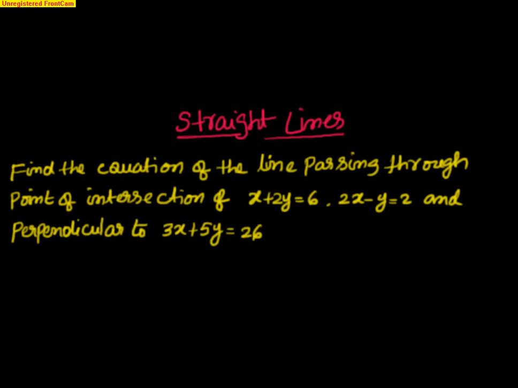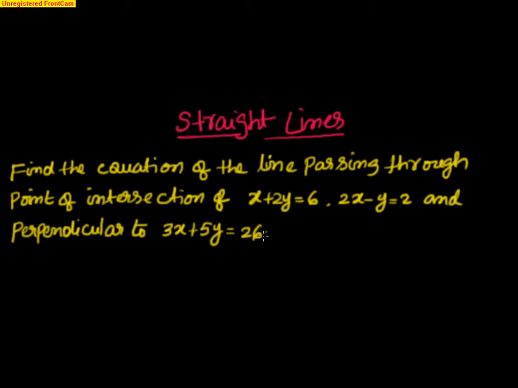So we are going through some interesting problems in straight line. So I have another one for you. We will try to solve it together. Let's see. Now the problem is: find the equation of the line passing through the point of intersection of x plus 2y equal to 6, 2x minus y equal to 2, and perpendicular to 3x plus 5y equal to 26.